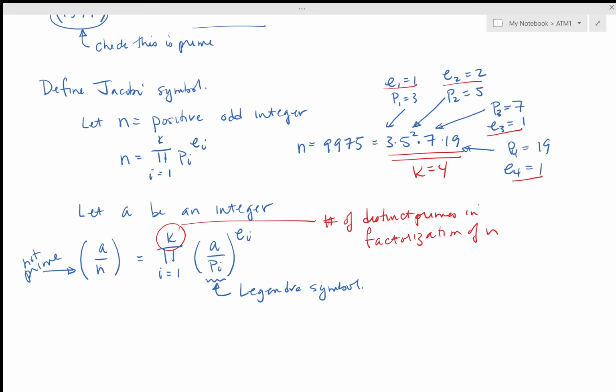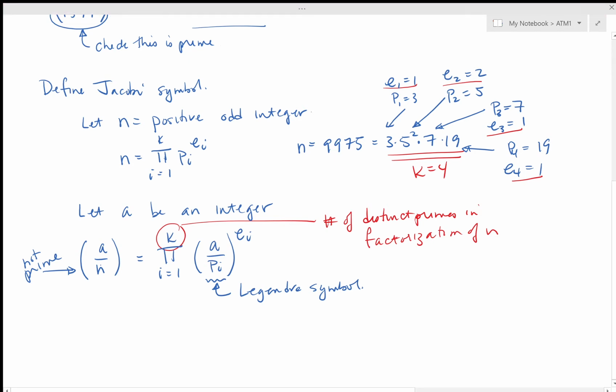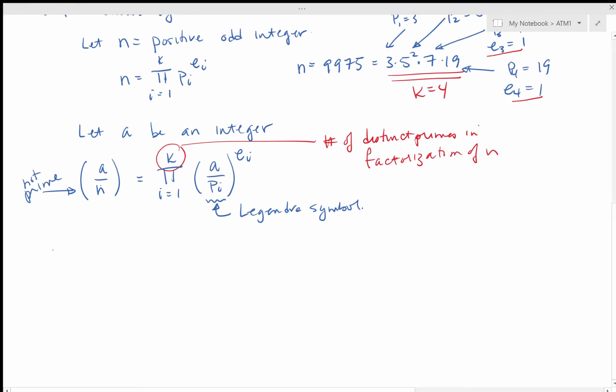Okay, so let us write out some numbers as an example here. Let us take a look at, for example, computing the Jacobi symbol of 6278 over 9975. I would write this in this manner. I've already factored it, so it would look like this: 6278 over 3, the first prime, and that's the first power e_i, which is just 1, so you don't really need that there, but just for clarity, that is there.